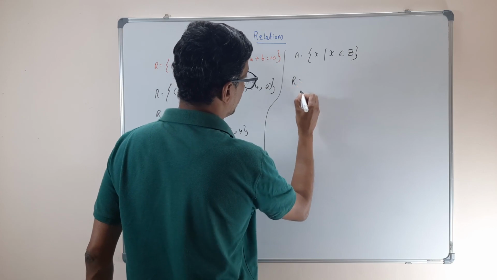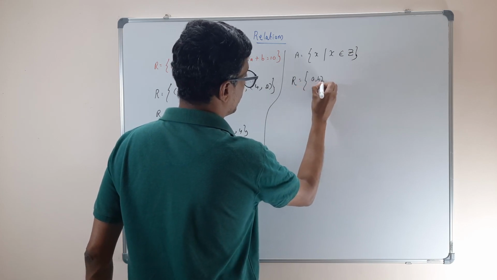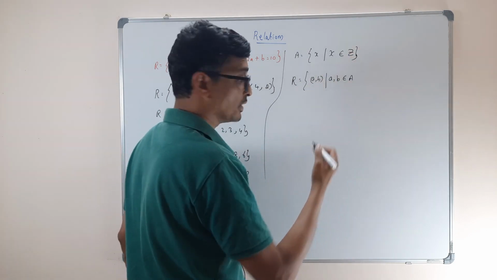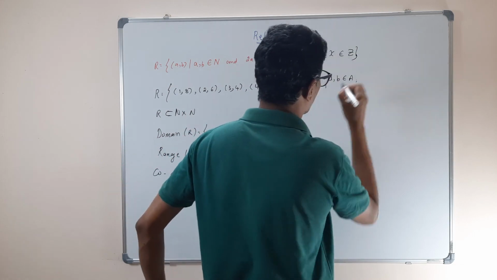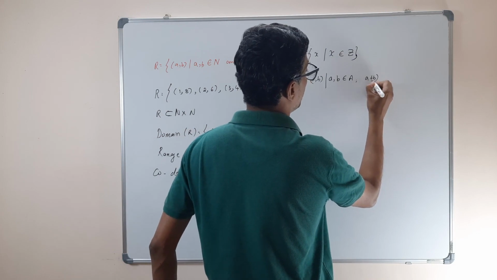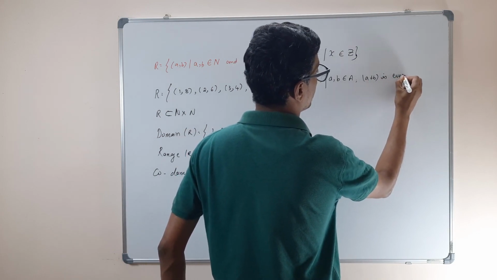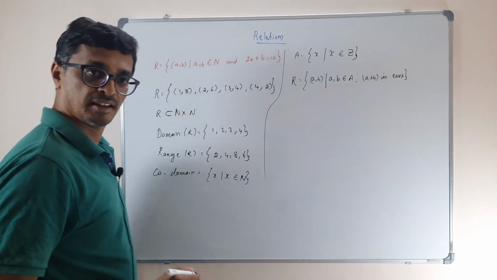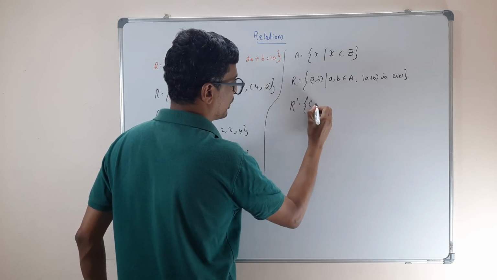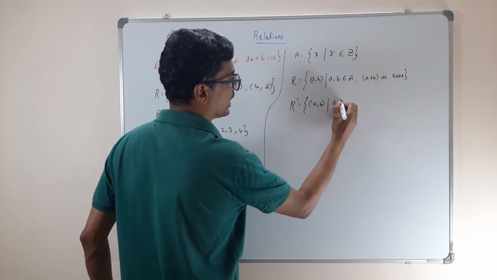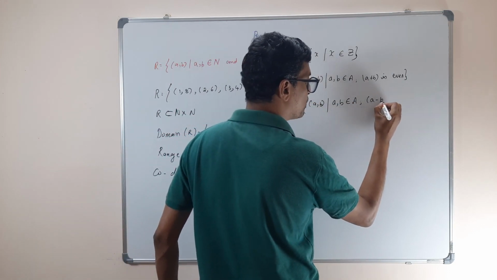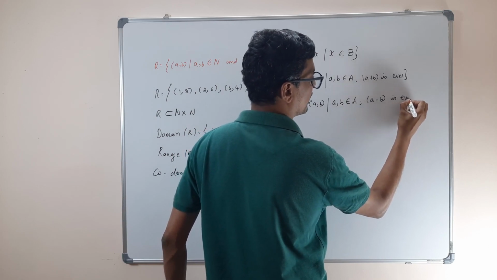R is the set of (A, B) such that (A, B) is an element of A, of course, a set, and then I am giving the condition: A plus B is even. I am giving another relation, R prime: (A, B) such that (A, B) is an element of A and A minus B is even.